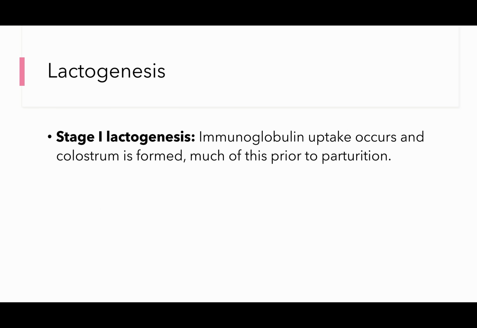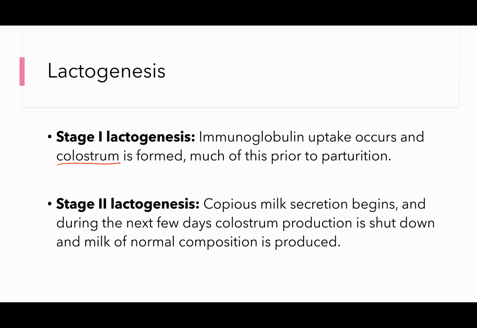Two more concepts. First, we have stage 1 lactogenesis. This is when immunoglobulin uptake occurs and the colostrum is formed. A lot of this will happen prior to parturition because remember that colostrum is the very first milk that the neonate will consume. Stage 2 lactogenesis is when the larger amounts of milk secretion will begin, and then the colostrum production will shut down, and then it's more milk of a normal composition.